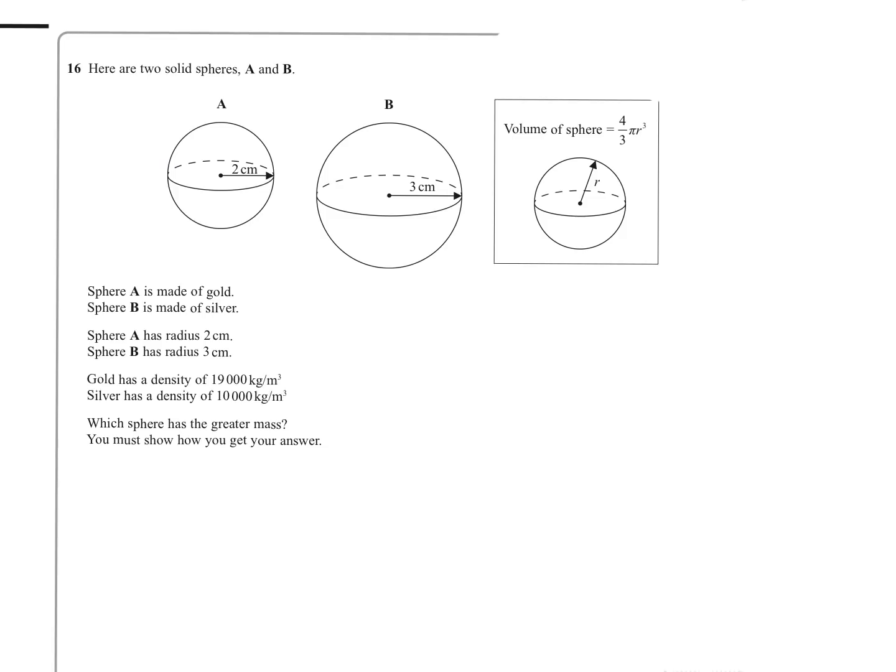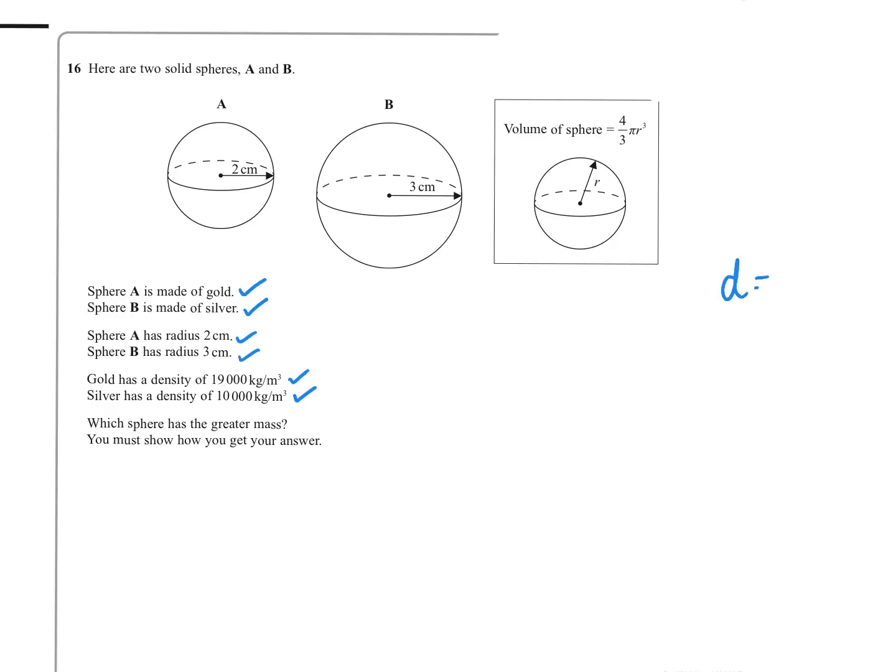Question 16. There are two solid spheres A and B. A is made of gold and B is made of silver. Sphere A has radius 2 centimetres and B radius 3. It tells you the density of gold, it tells you the density of silver. We've got to work out which one has the greater mass.